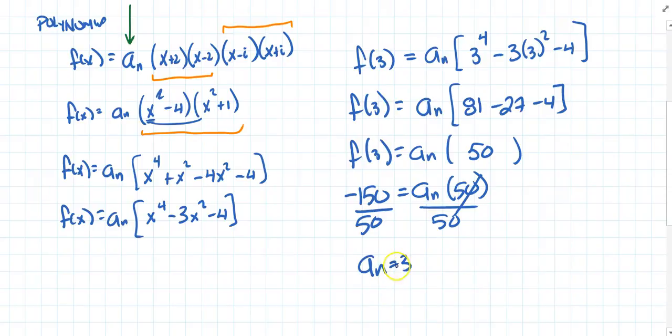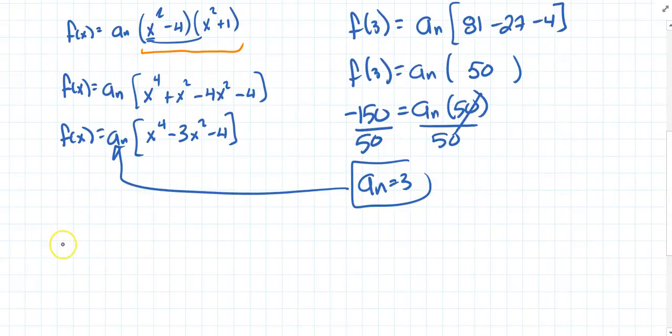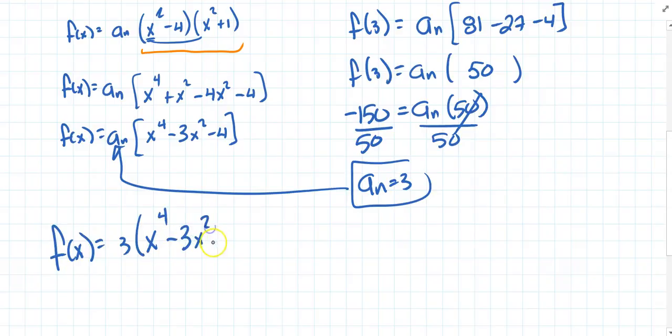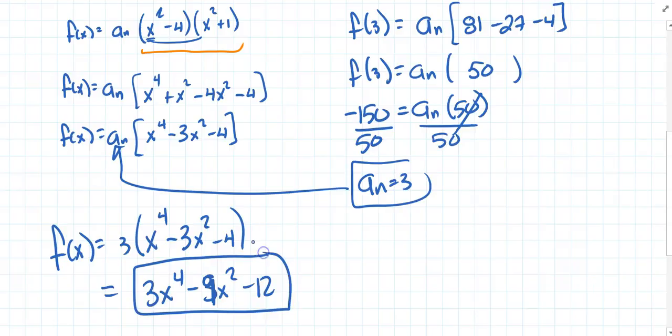Okay, so finally now, when I'm all said and done, I know that this number right here is the value of negative 3. So my function is going to be negative 3 times all this stuff, x to the fourth minus 3x squared minus 4. If I distribute through, I get negative 3x to the fourth plus 9x squared plus 12. My bad, I had a mistake there.